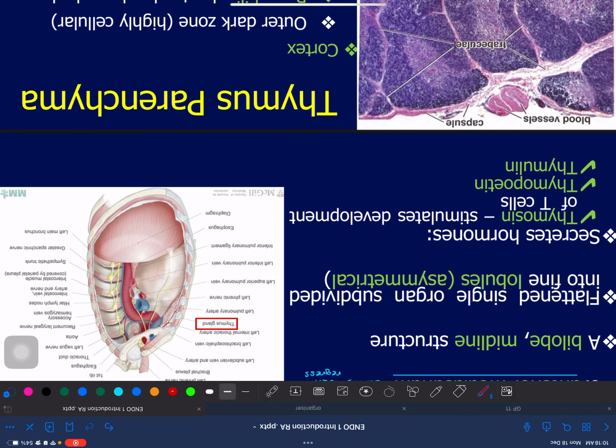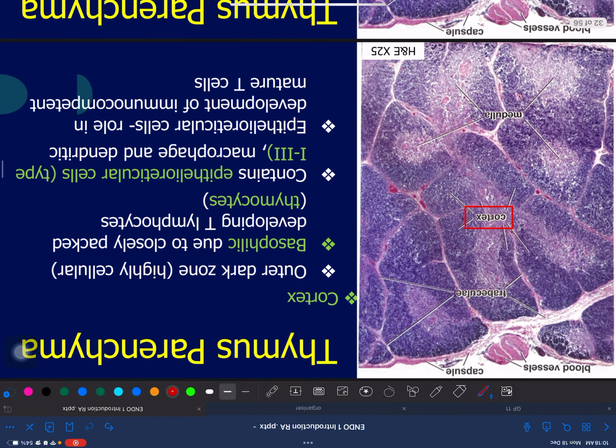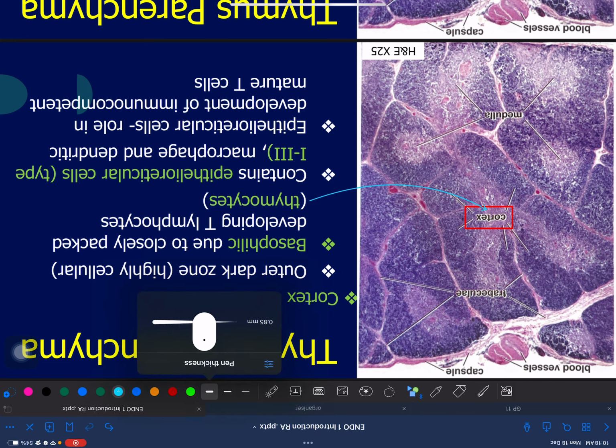Okay, so this is the cortex. This is the medulla kat dalam, so the outer cortex, highly cellular. This is basophilic because of closely packed thymocytes. Okay, so the medulla, inner light zone, eosinophilic, due to large lymphocytes, and there's also present the thymic corpuscle. I'll explain you later.